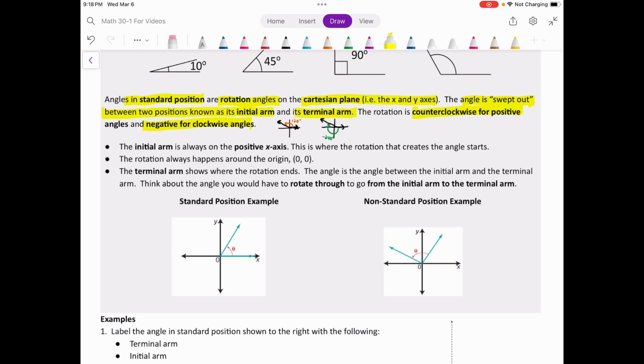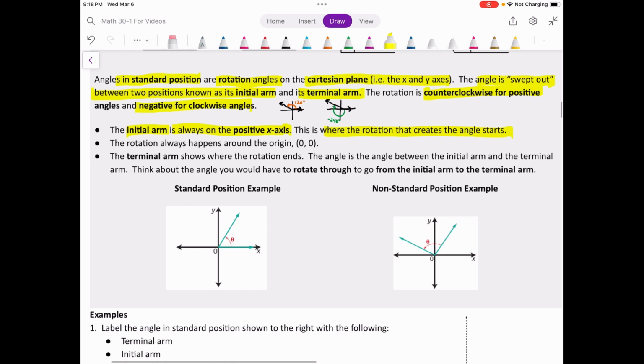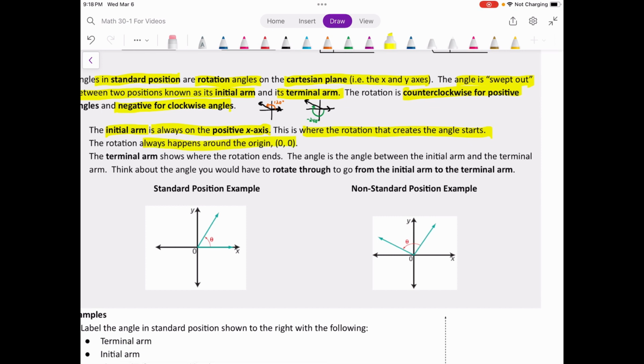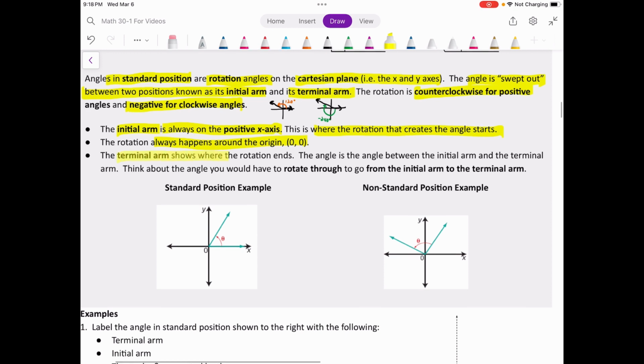Just some standards and conventions for when we're dealing with angles in standard position. The initial arm always starts out on the positive x-axis. So it's always like what I drew there. It's sitting pointing to the right on the x-axis, okay, the positive x-axis. And we're always going to start rotating from there for an angle in standard position. The rotation's always happening around the origin, 0, 0. So it's never going to be rotated around here or here. The center here is always kind of the middle of our rotation. The terminal arm just shows us where that rotation ends. It's where the angle is.